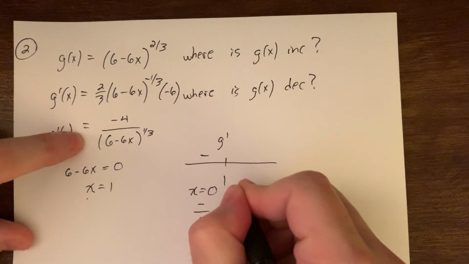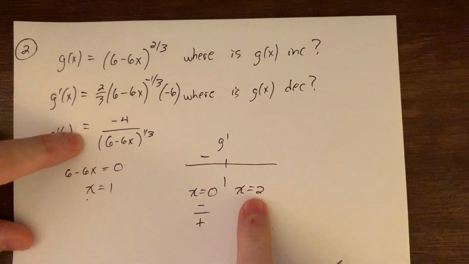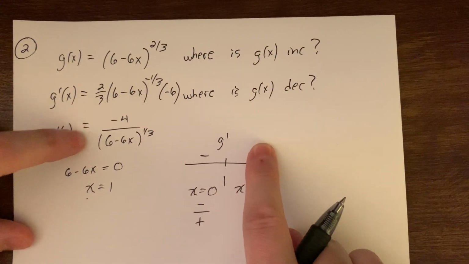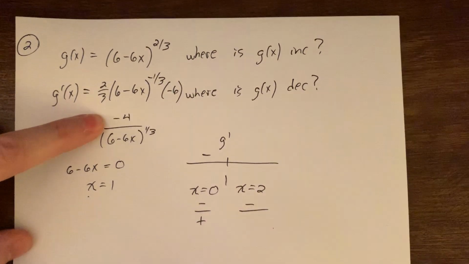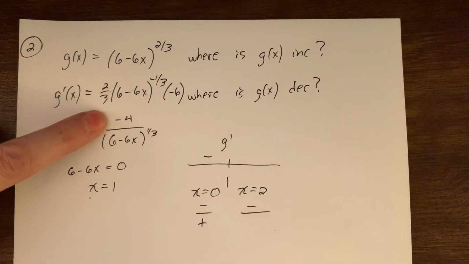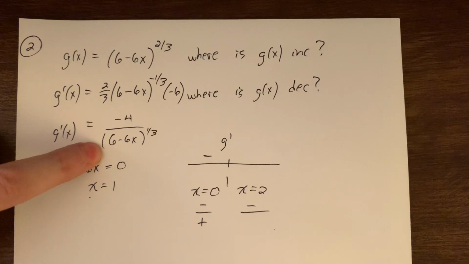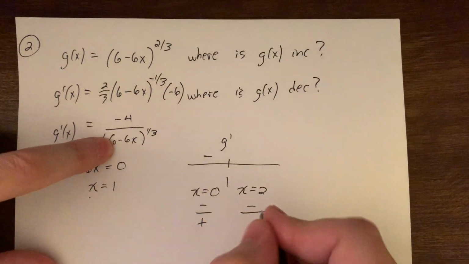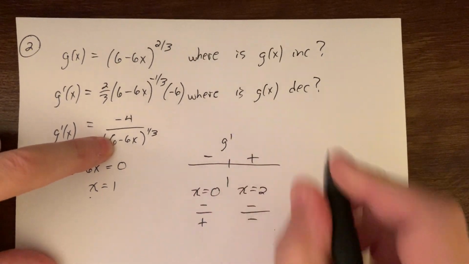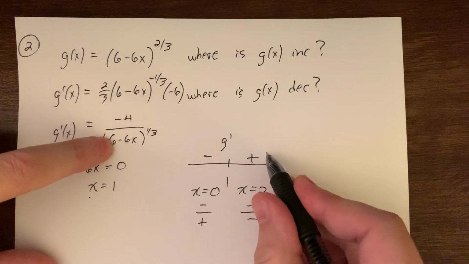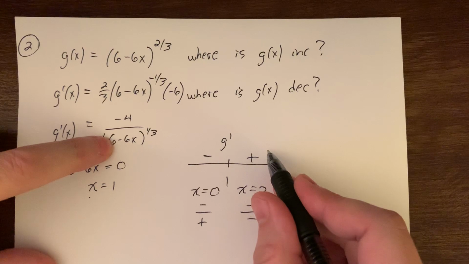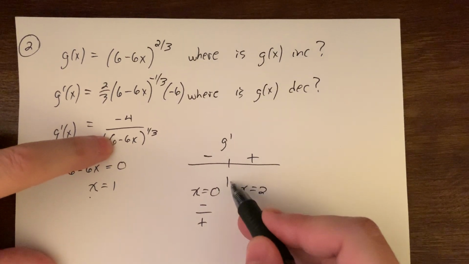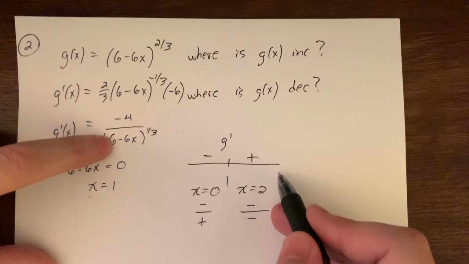Go to the other side. I'll use x is 2 for the other interval. Well, the top is still negative. It's always negative 4. There's no x there, so that's always negative. But now in the bottom, 6 minus 12 is negative, and the cube root of a negative is a negative. So a negative divided by a negative, we end up with a positive. And that's it. Only one critical value, so we only had 2 intervals to test.